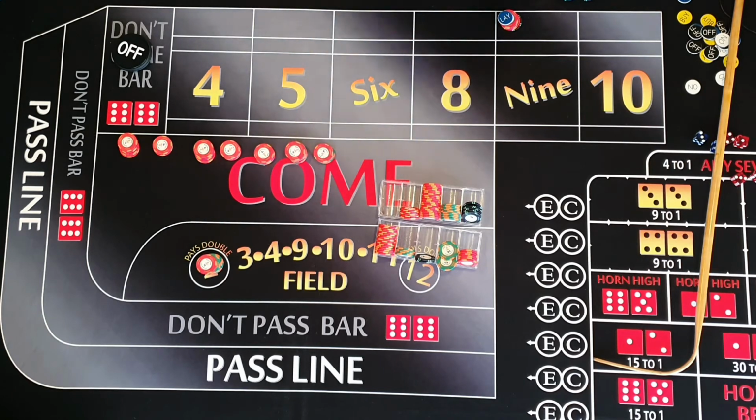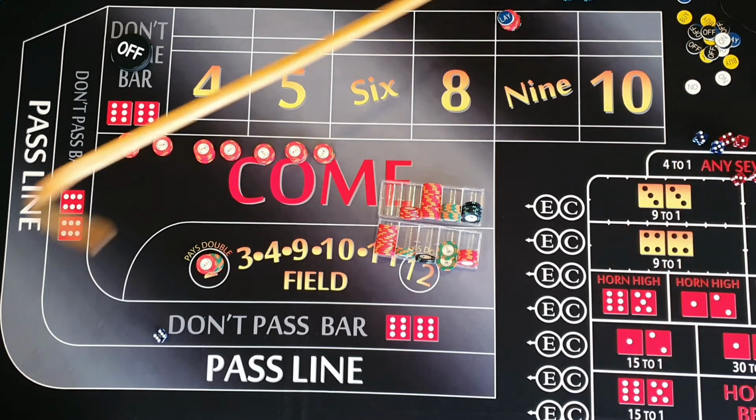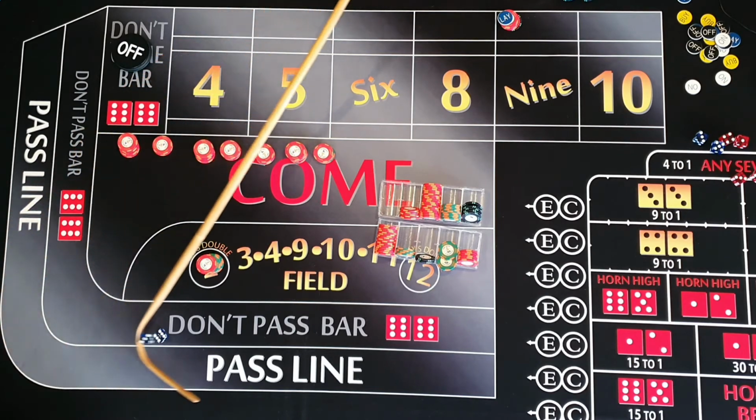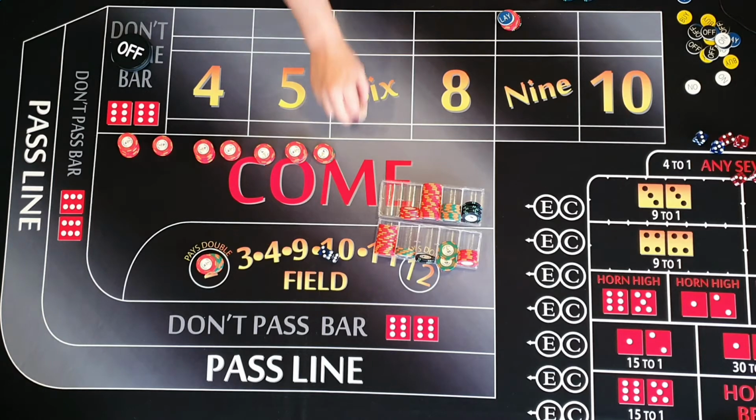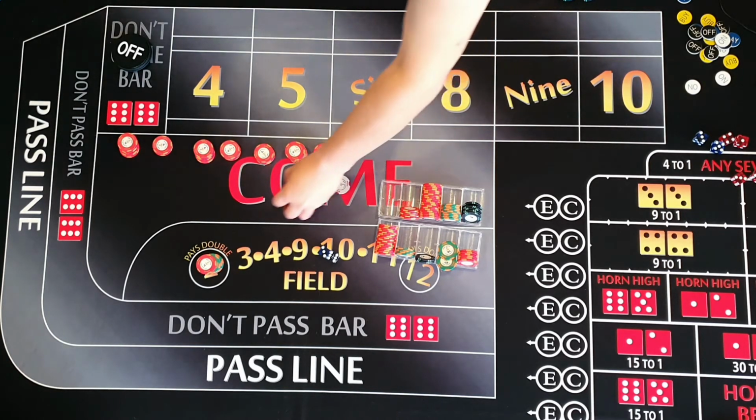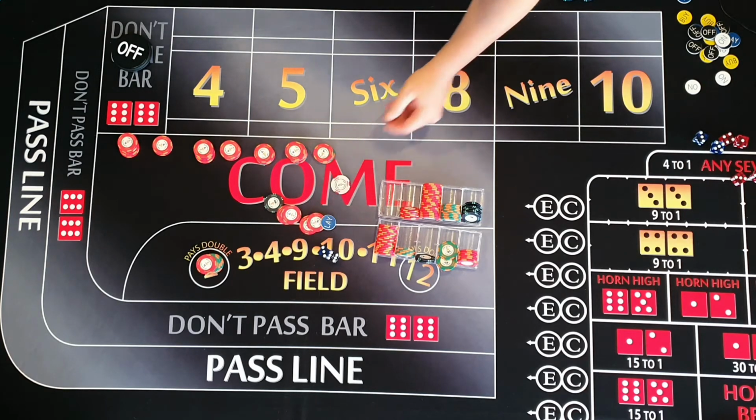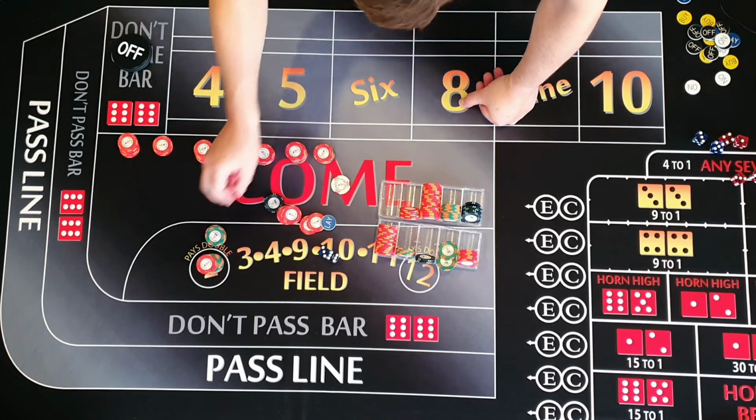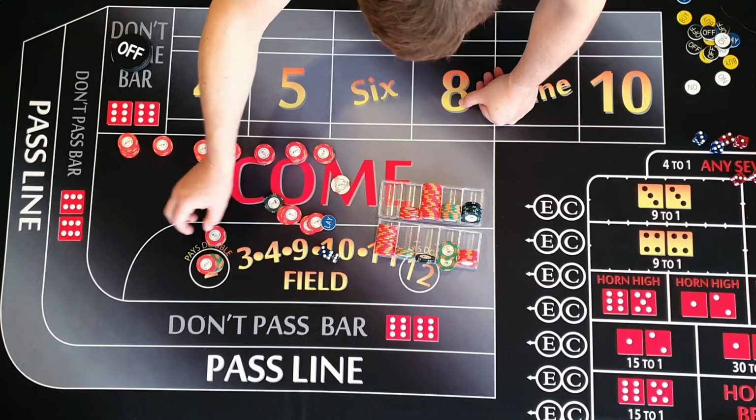80. Again. And of course, that's the only field number we can get, a 9. So we get paid here, and basically, let's take this down so you can see that's what we lose. We lose the 120. We get paid over here 80 bucks.